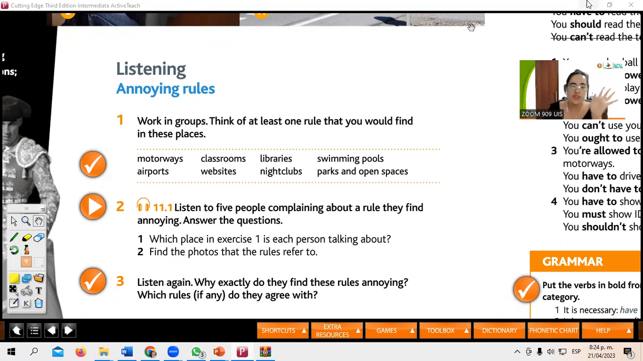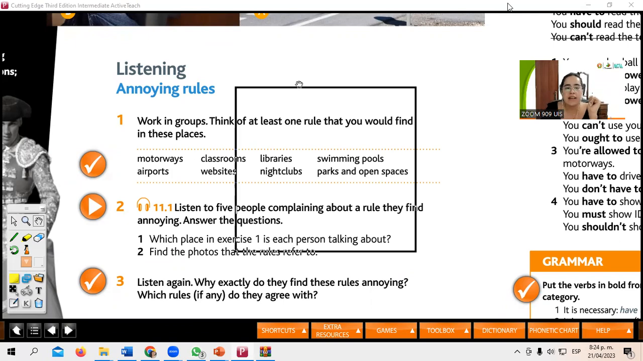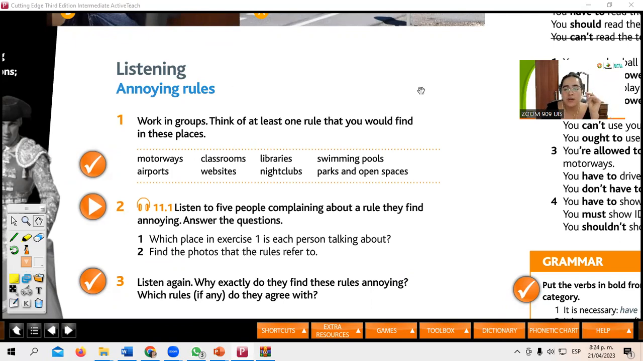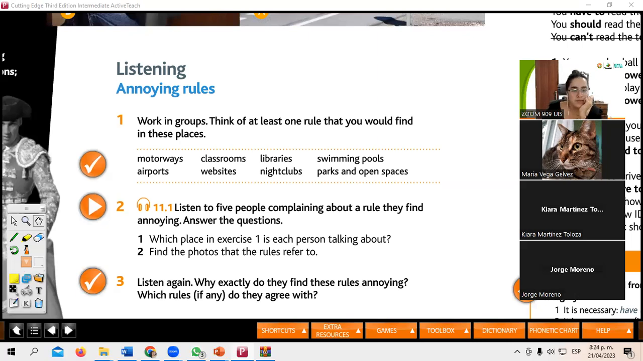All right, guys, so you had some minutes to think about your answers. Let's start discussing and checking. Let's start with Beatriz. Beatriz, what is one rule for motorways or highways? I find in airports, teacher. No, for motorways. Para la primera, para autopistas, what is the rule? Una regla de las autopistas, ¿cuál puede ser?